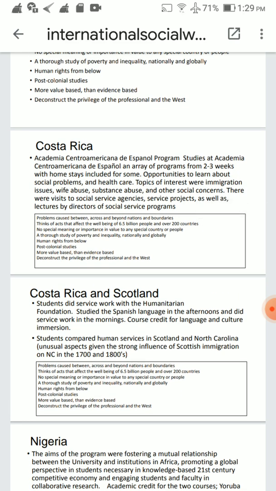Problems caused across and beyond national boundaries, things that affect the well-being of 6.5 billion people all over 200 countries. No special meaning or importance in value in any special country or people. A thorough study of poverty and inequality.